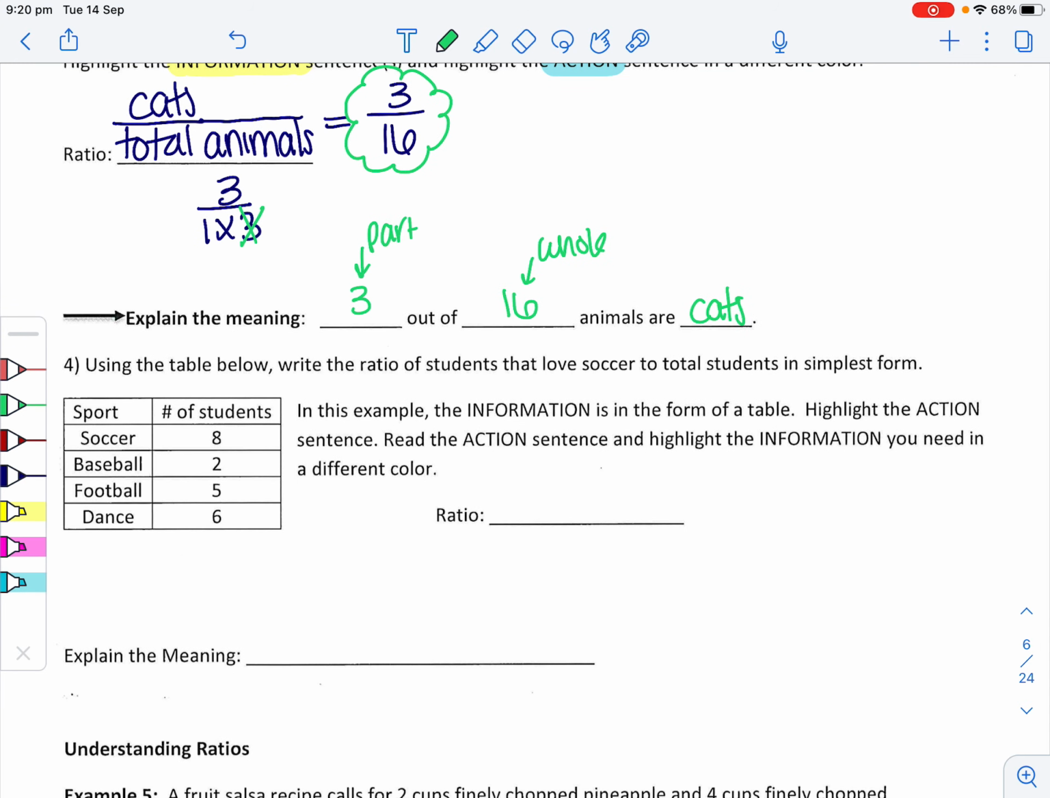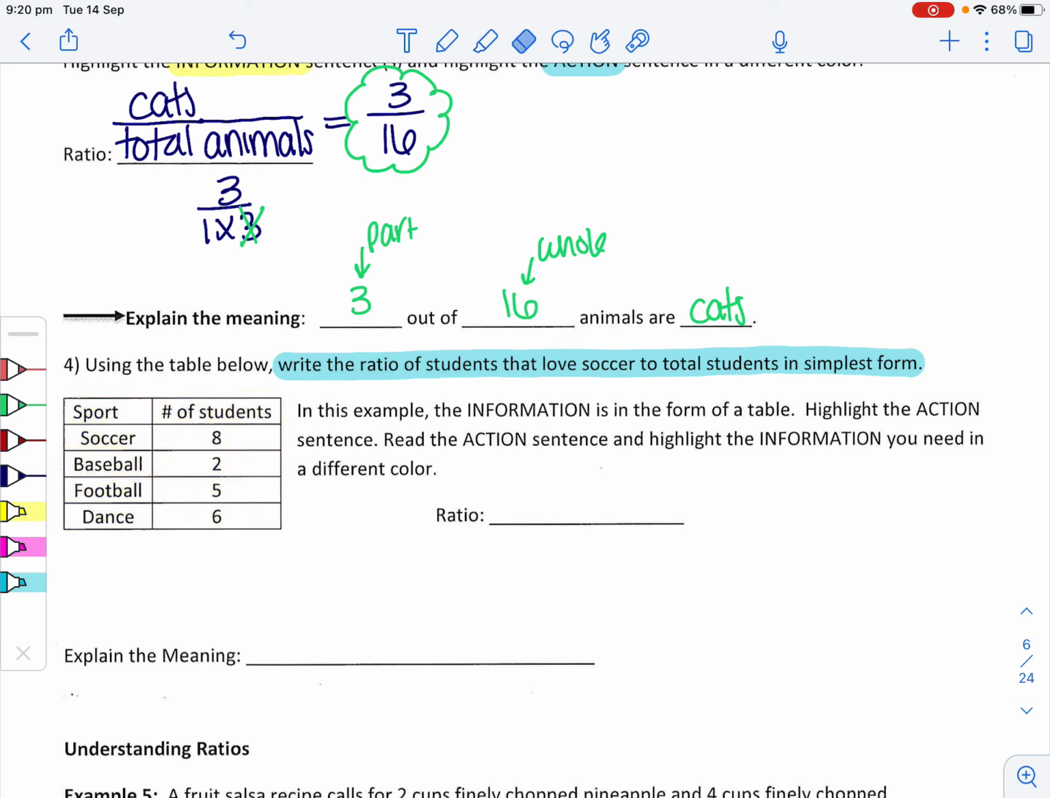Number 4 says, using the table below, write the ratio of students that love soccer to the total students in simplest form. So all I'm given is the action sentence, and all of the information is given in the table. So it says, in this example, the information is in the form of the table. Highlight the action sentence, read the action sentence, and highlight the information you need in a different color.